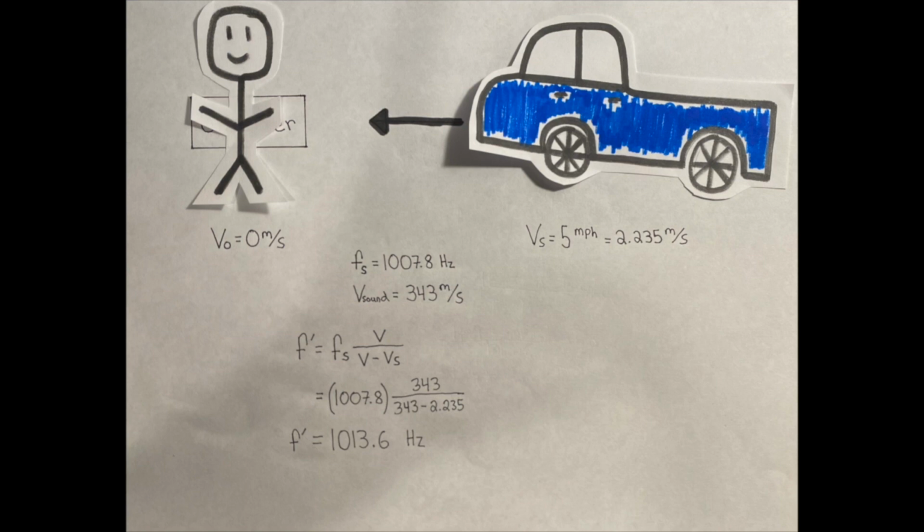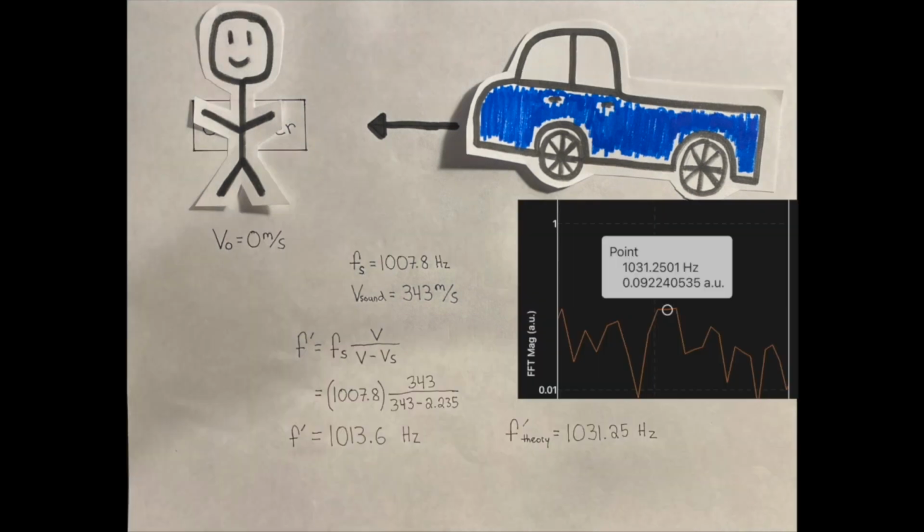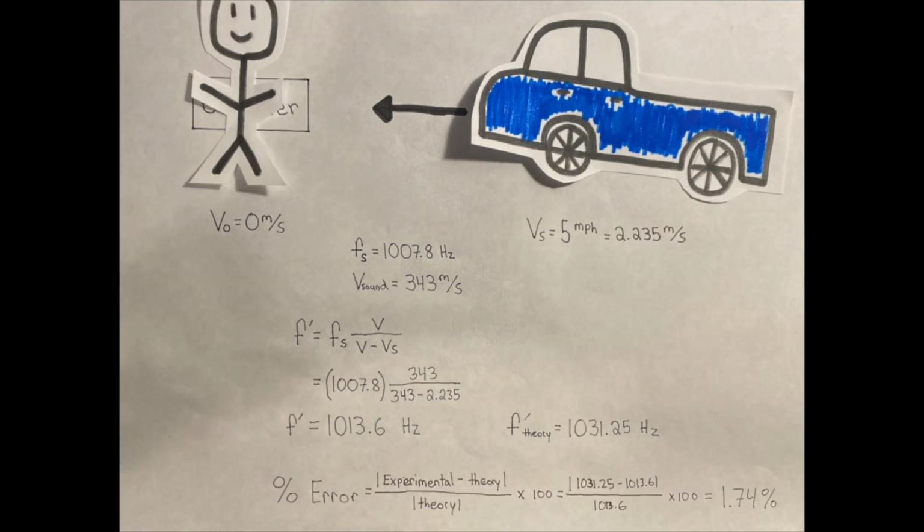The experimental frequency at the observer was 1013.6 hertz. Again, using the Firefox application, we were able to calculate the actual frequency being 1031.25 hertz. Using the percent error formula, we calculated our experiment had a 1.7% error. So in the same way that we were able to quantify a change in frequency using the Doppler effect formula, the same principle can be used in devices like police scanners and weather radars.